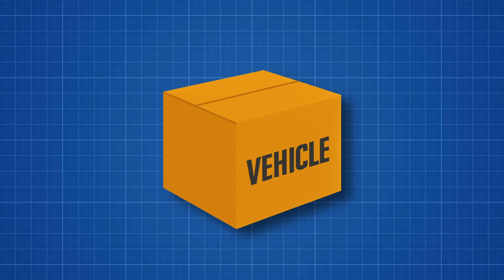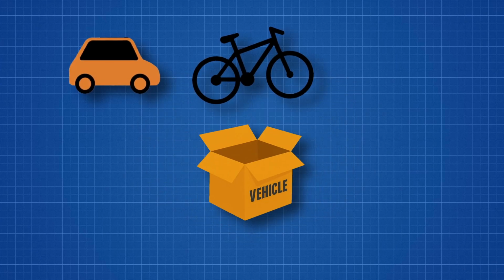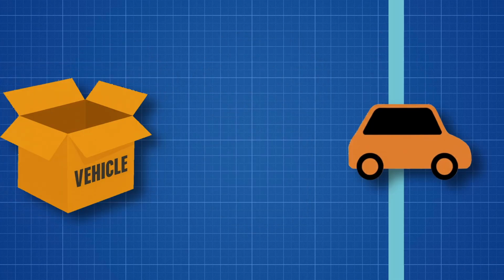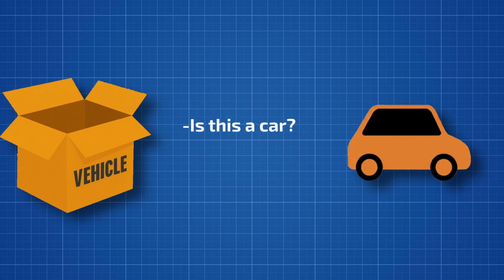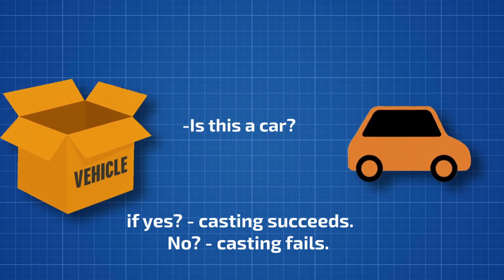Imagine you have a box named vehicle. Inside it could be a car, a bicycle, or maybe even a boat. You only know that it's some kind of vehicle. Now, let's say you want to turn on the air conditioner, but only cars have AC. So what do you do? You open the box and check. Is this a car? If yes, then great. Now you can use the car specific features like turn on AC. That is exactly what casting does.